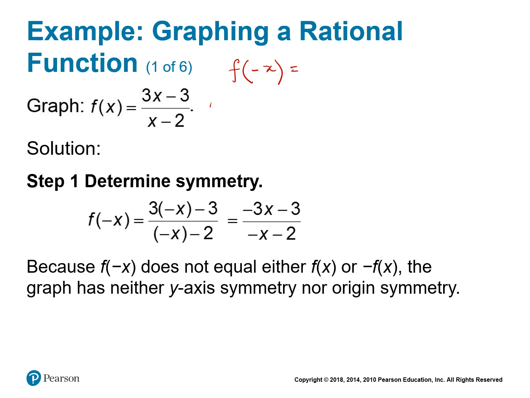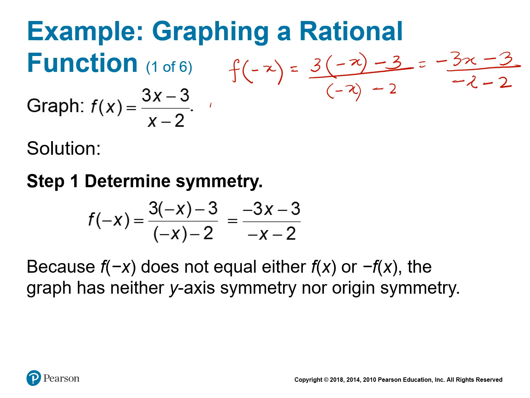So in other words, we just evaluate the given function, replace all your x's with a negative x, and we have 3 times negative x minus 3 over negative x minus 2. And we end up with negative 3x minus 3 divided by negative x minus 2. That's what we get. All right.